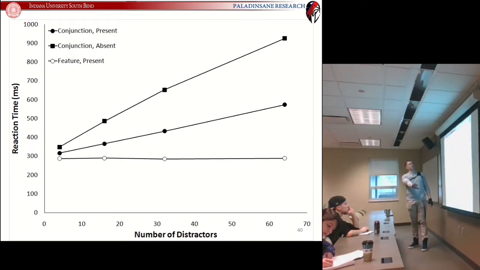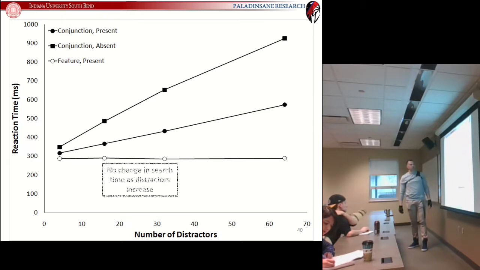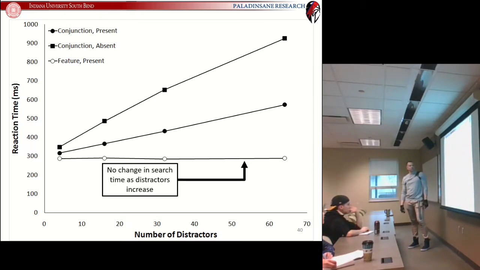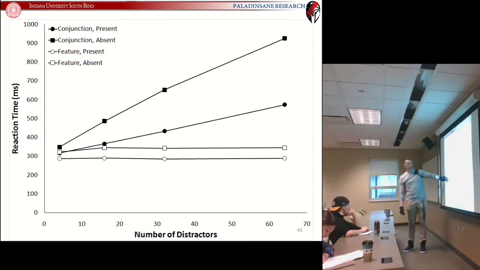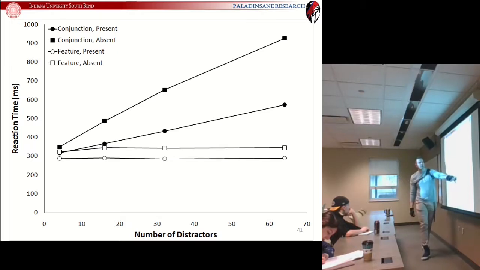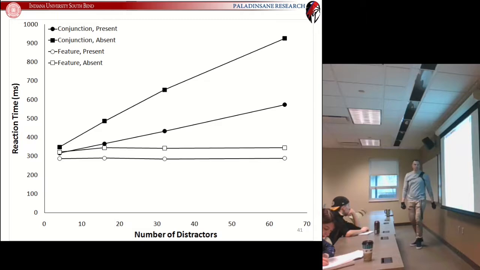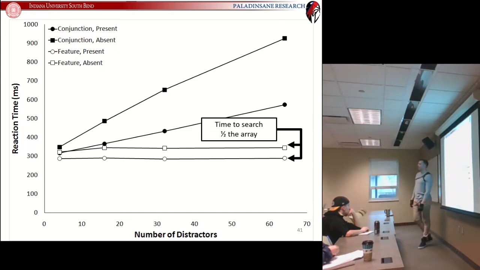Take a look at the feature search when the target was absent. We see that it takes a little bit longer to determine that the target is absent. But once again, that time does not increase as your distractors increase. It maintains that flat line, no increase in reaction times. And you can see that we are way, way faster in terms of searching half the array for the feature search than we were in the conjunctive search.